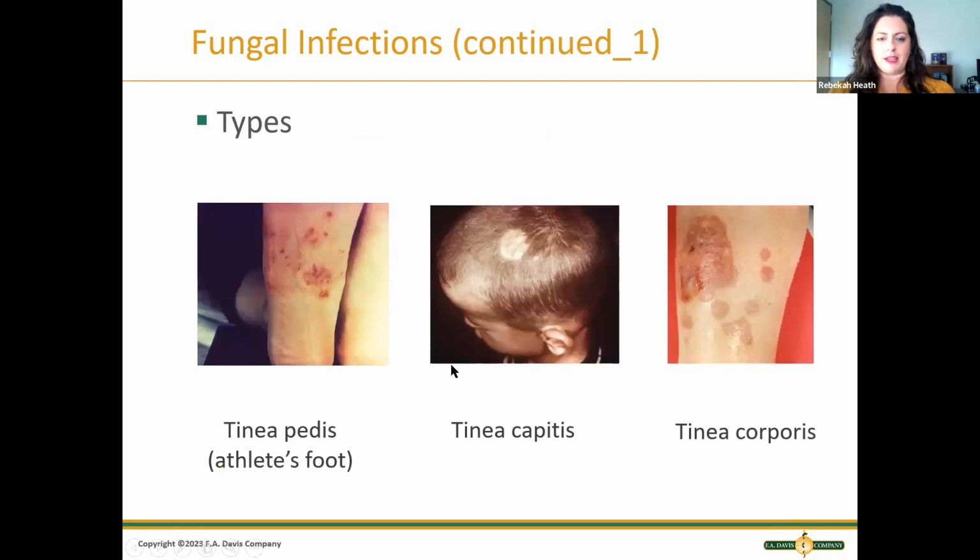So you can have different types. Oh, look, they even have, so tinea pedis, which is athlete's foot, tinea capitis on the head, and then tinea corporis on the leg there. I'm not going to test you on the different types, just know there are different types based on where they're at.